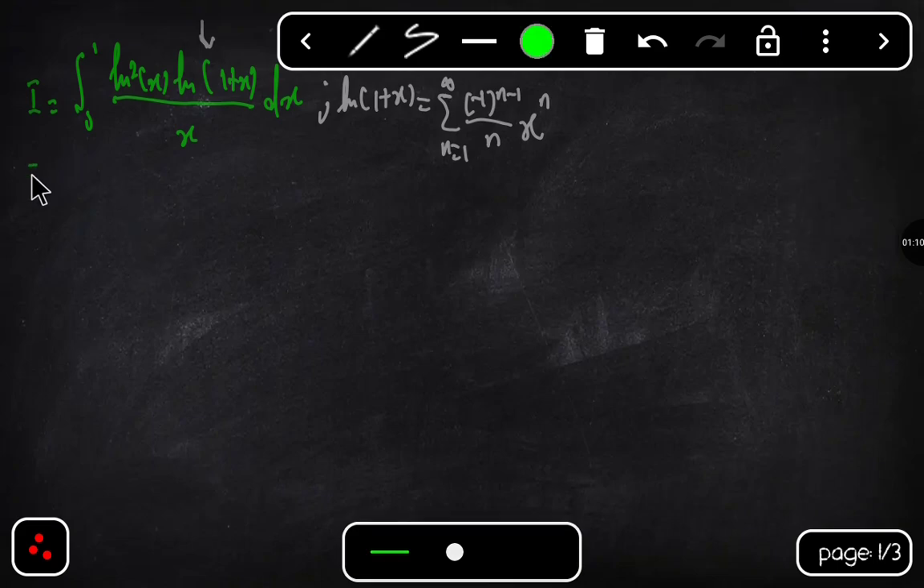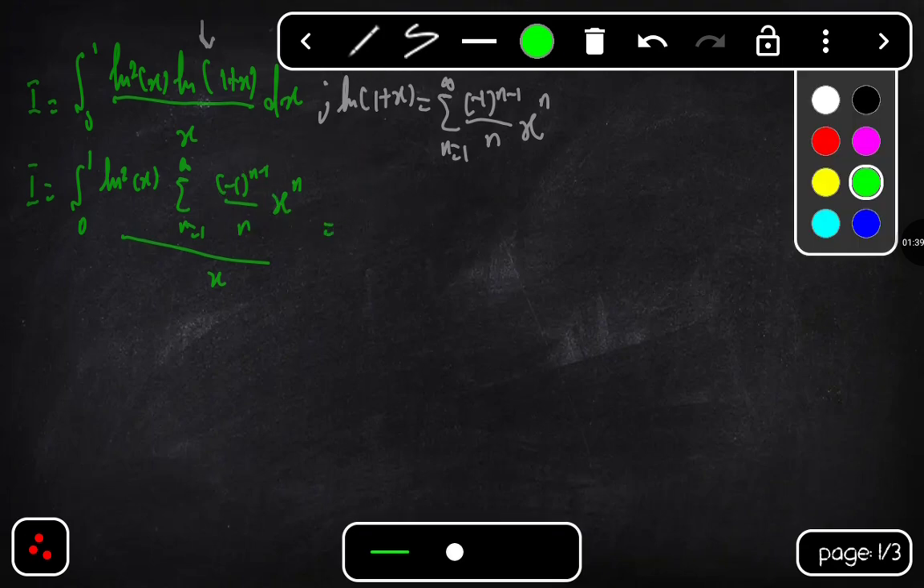So we have I is equal to the integral from 0 to 1 of ln²x. So instead of writing ln(1+x), we just write the sum of n from 1 to infinity of (-1)^(n-1) over n, then multiply by x raised to the power of n, then everything over x. Okay, now we can bring out this sum.